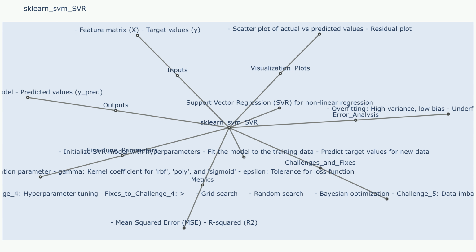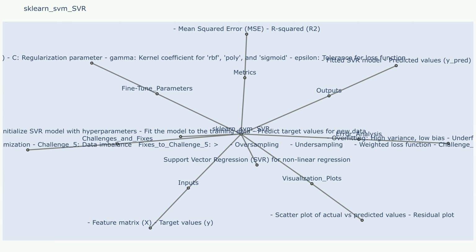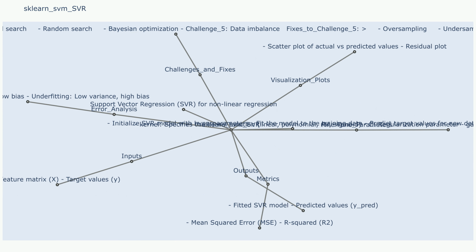Challenges and fixes. Challenge 1: Overfitting. Sample use case that resulted in challenge 1: using a complex kernel function or a large C value can lead to overfitting, resulting in poor generalization performance on unseen data. Fixes to challenge 1: Use a simpler kernel function, e.g., linear, reduce the C value, or consider techniques like cross-validation to prevent overfitting.